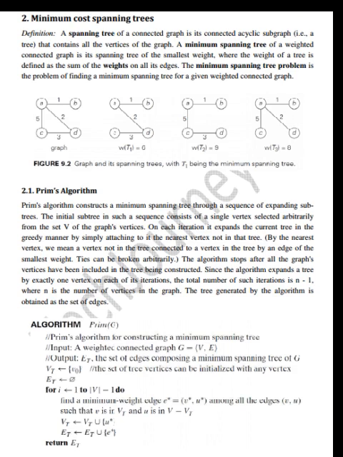The algorithm stops after all the graph's vertices have been included in the tree being constructed. Since the algorithm expands a tree by exactly one vertex on each of its iterations, the total number of such iterations is n-1, where n is the number of vertices in the graph. The tree generated by the algorithm is obtained as the set of edges. See the algorithm. Correctness: Prim's algorithm always yields a minimum spanning tree.